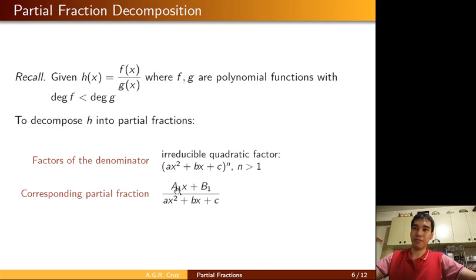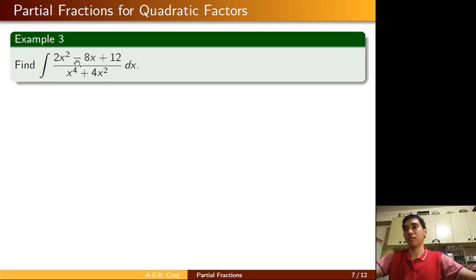In other words, we have here a sub 1 x plus b sub 1 all over the first power of your factor, plus and so on. So again, you increase the powers of the denominator, no? Then you will stop at the nth power here. You have here again linear over the nth power of your factor. So let's illustrate all of this with examples. For example, number 3, let's integrate this.